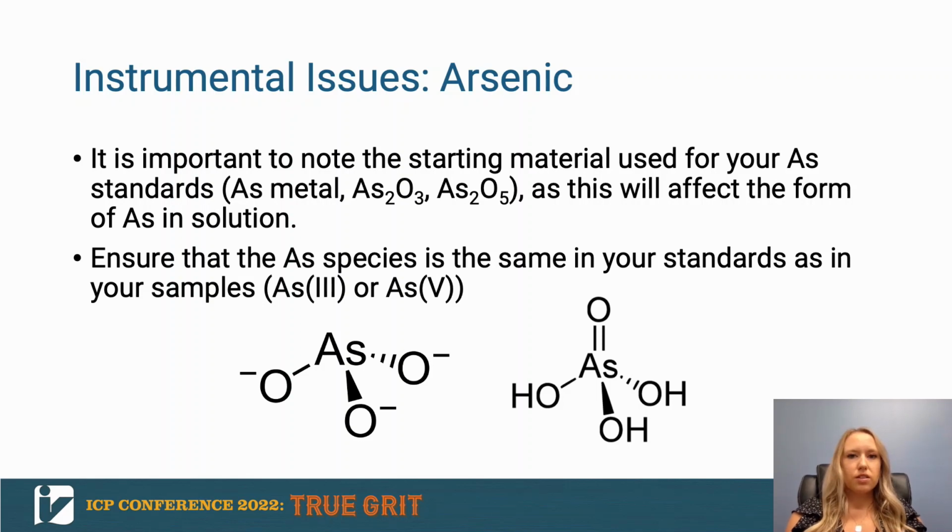So we want to make sure that it's all going to be arsenic 5 in the final solution. So what we do is we heat it for a prolonged period of time, generally about 24 hours with concentrated nitric acid. And we've run experiments to make sure that this will be successful in converting all of our arsenic 3 to arsenic 5 in our final concentrate.